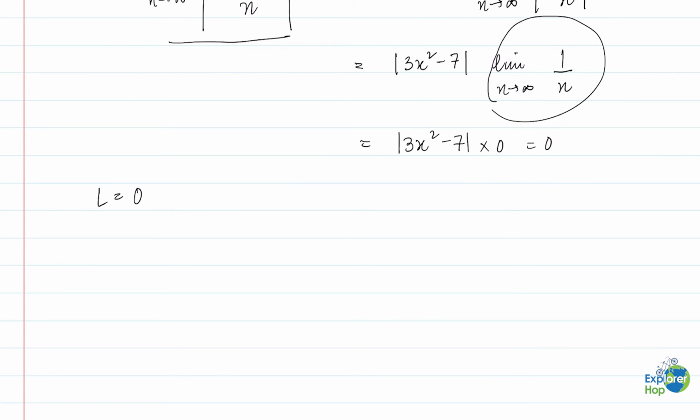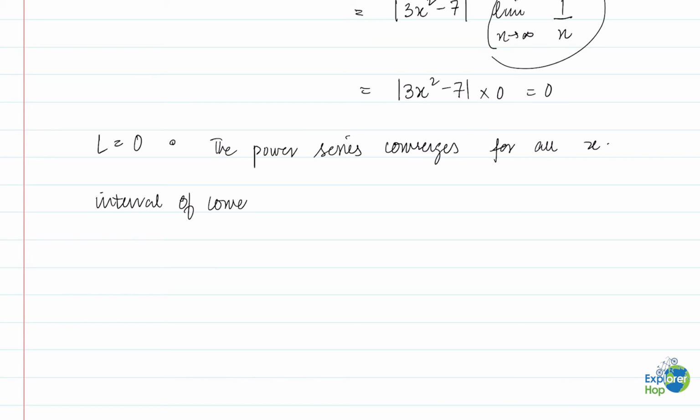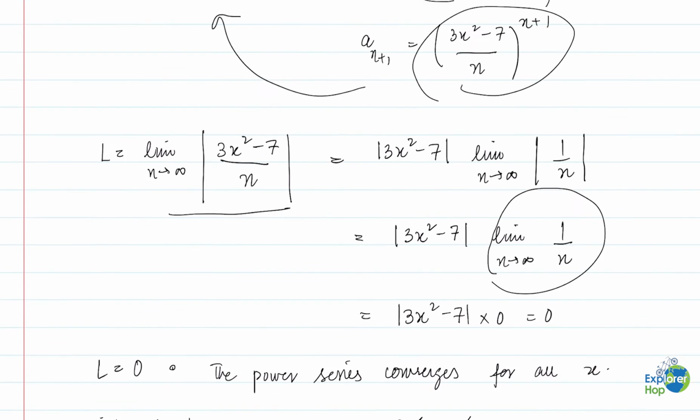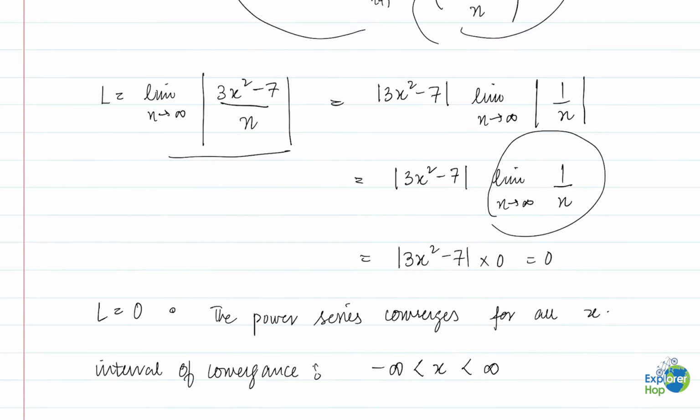Since our L is equal to 0, we know that when L is equal to 0, the power series converges, and it converges for all x. So the interval of convergence would obviously be minus infinity less than x less than infinity. This power series would always converge irrespective of whatever value of x we choose.